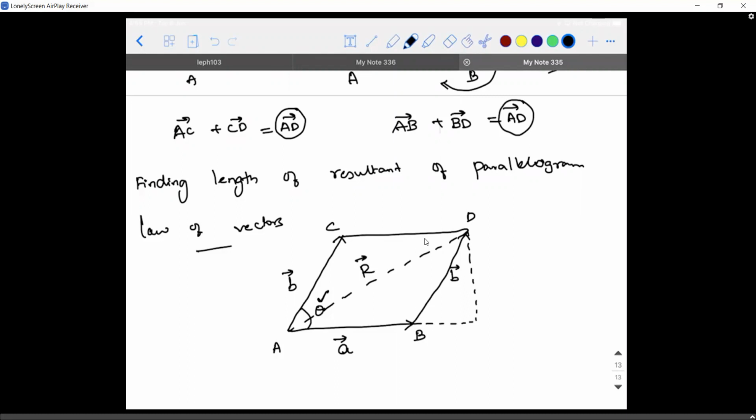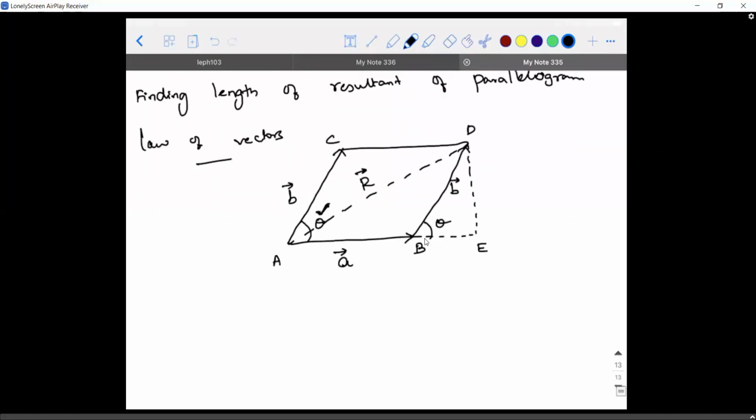For that, what I did is, I extended AB, I dropped the perpendicular from D onto the extension of AB. And let me call this point as E. Suppose this angle is theta, then what will this angle be, guys? It is theta. Now how many right angle triangles are you able to find? I am able to find two right angle triangles, where one I will be using to find the distances, and the other one I will use to find the length of R. It is very simple.